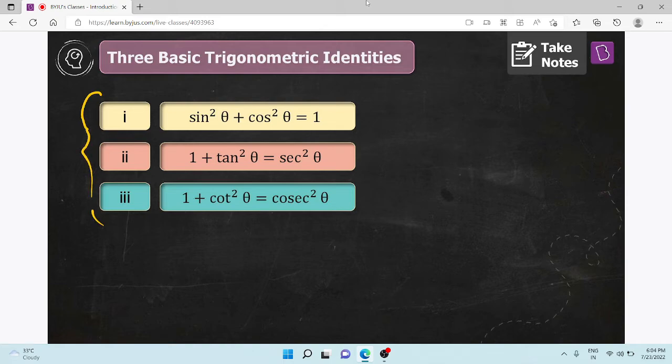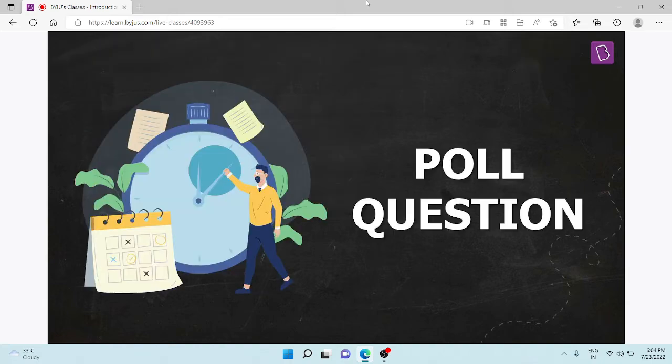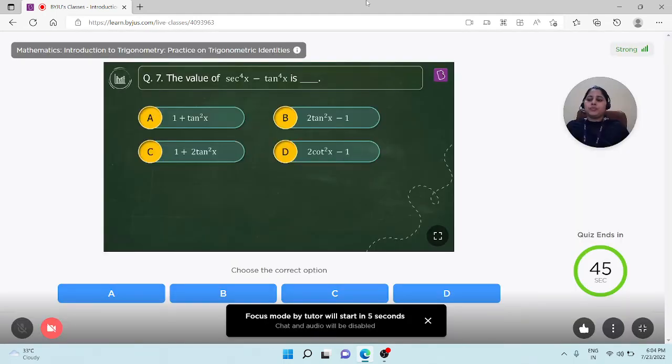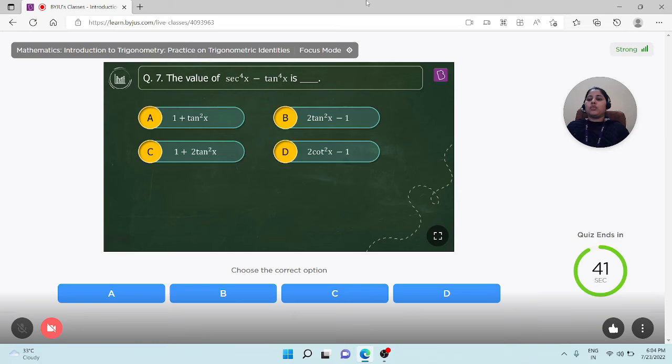Okay, students, let's solve some questions from this topic. And students, our next question is a poll question. Solve this question quickly and choose your answer. Okay, so students, the question is, the value of sec to the power 4 x minus tan to the power 4 x is: 1 plus tan square x, 2 tan square x minus 1, 1 plus 2 tan square x, or 2 cot square x minus 1. Solve it and choose your answer.